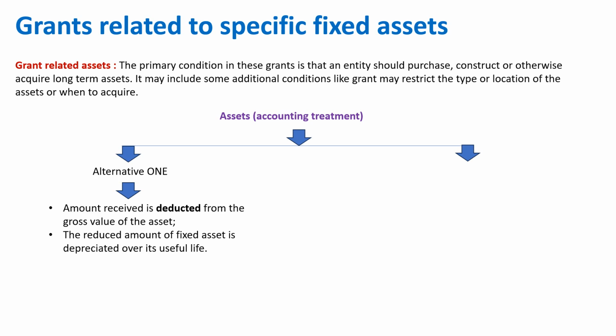So you net it off and say that my cost of acquisition of the asset is 9 lakh, and the 9 lakh will be taken as the base on which the depreciation will be charged. So this is alternative 1. There is one more alternative.